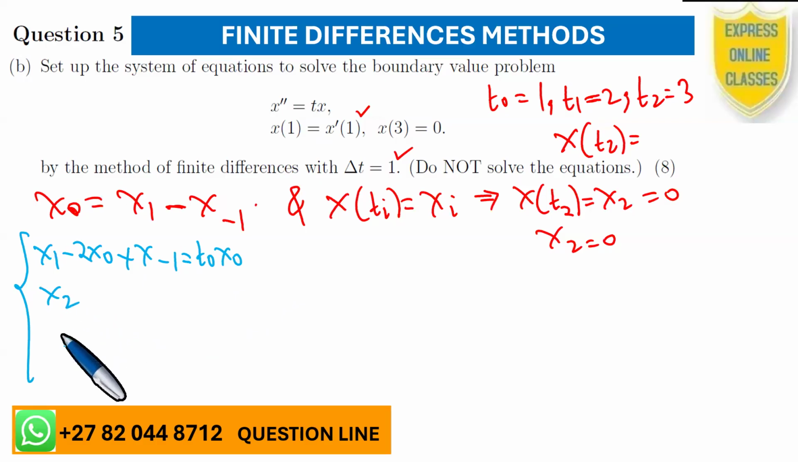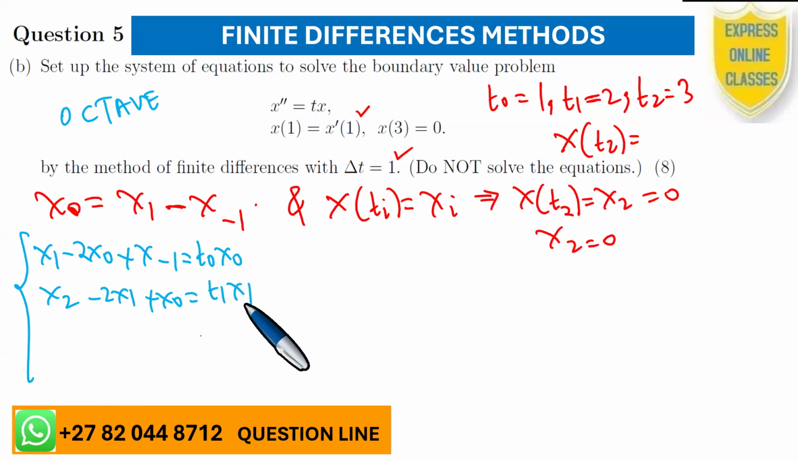We need to simplify these equations, and then we're going to use Octave to solve. Right, which is x2, then we have minus 2x1 plus x0 is t1x1, x3 minus 2x2 plus x1 is t2x2.